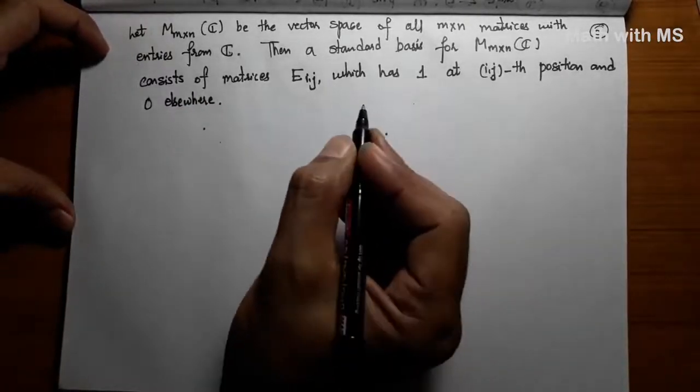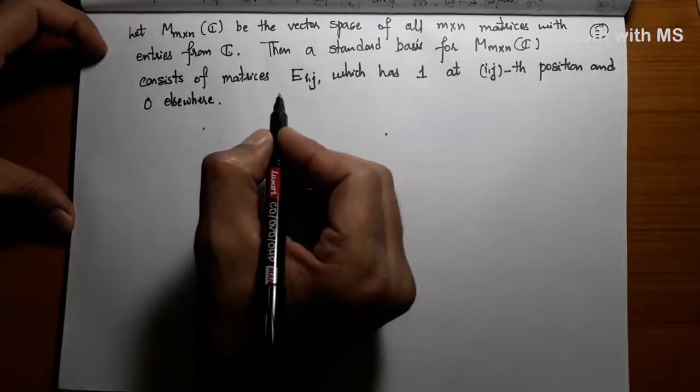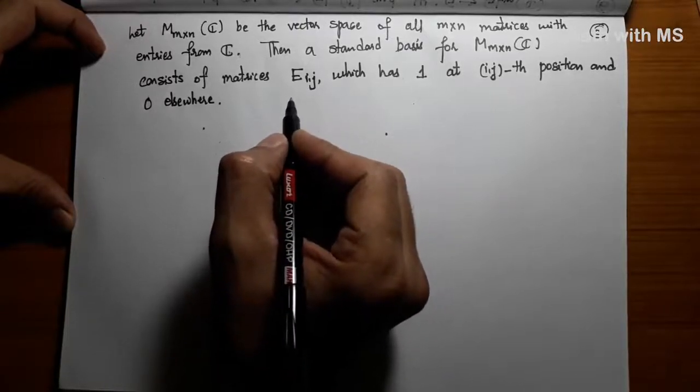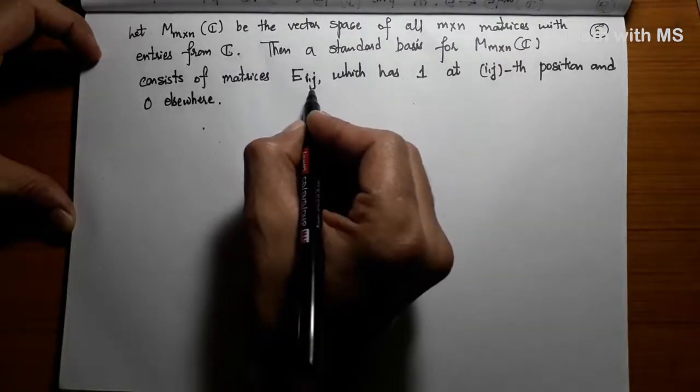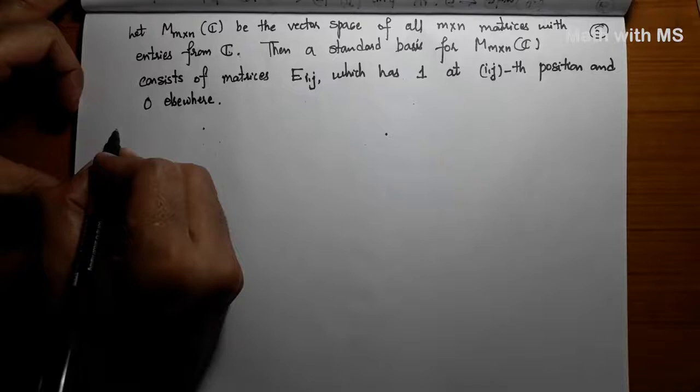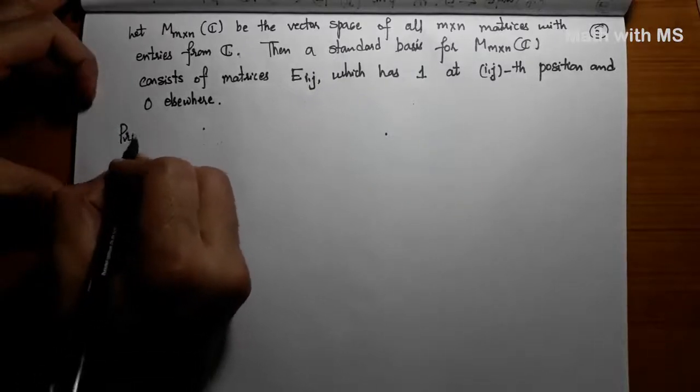Okay, so to prove Schur's orthogonality relations, we are going to need to apply the operator P or the operation tilde on these matrices E_ij's. Okay, so before that, let us make this small observation.